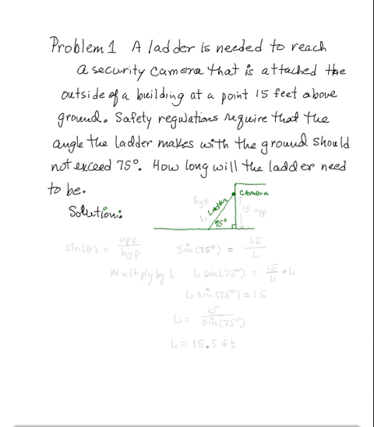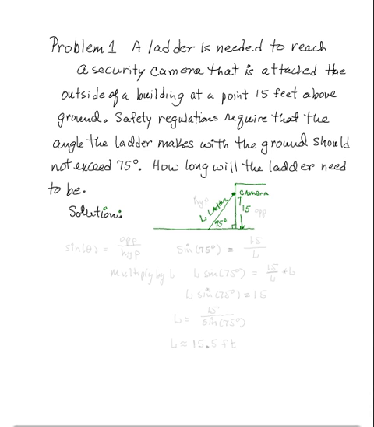Now, the known distance is 15 feet. The camera is 15 feet above the ground, so I'll put the 15 feet in. The thing we want to know is the length of the ladder. I'll just use L to stand for the length of the ladder. So now we have a right triangle, a known angle, a known side and an unknown side. So this is a typical right triangle application.